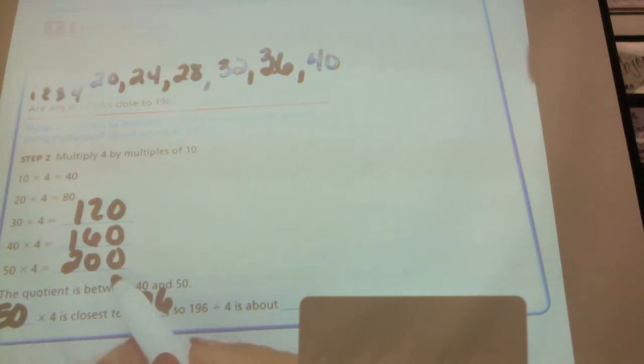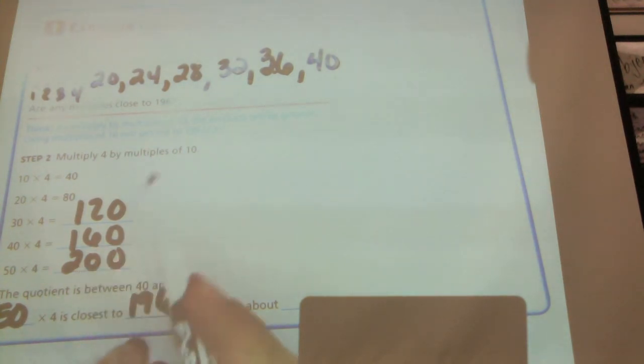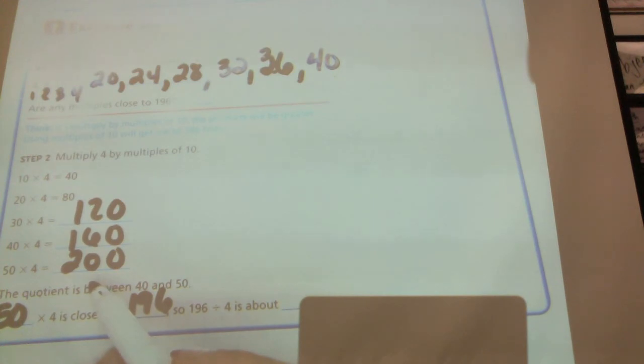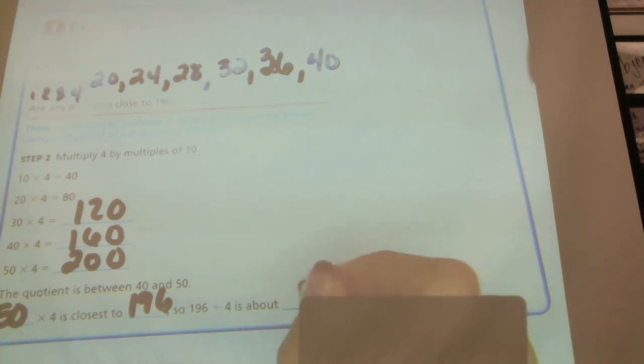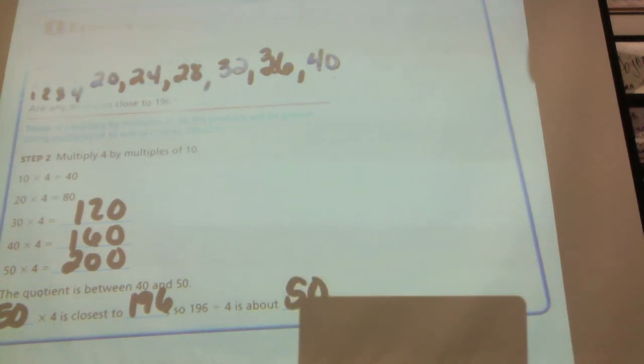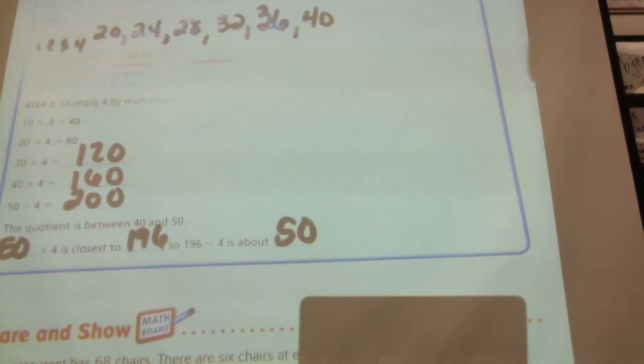Correct? Keep your feet down, both of you. So it's only 4 away. From 196 to 200 is only 4. So it's closer to 196 than 4 times 40. So 196 divided by 4 is about 50. If I'm looking for an estimate, I could say it's about 50.